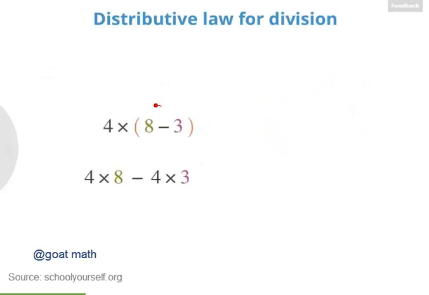8 minus 3 equals 5, and 4 times 5 is 20. Down here, 4 times 8 is 32, and subtracting 4 times 3, or 12, also gives you 20. So you can always distribute multiplication onto numbers being added or subtracted inside parentheses.